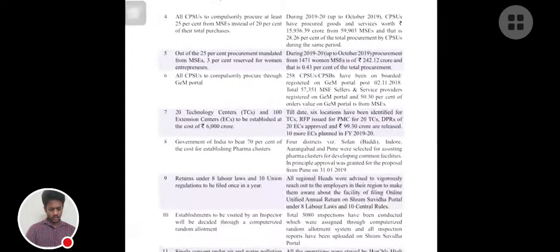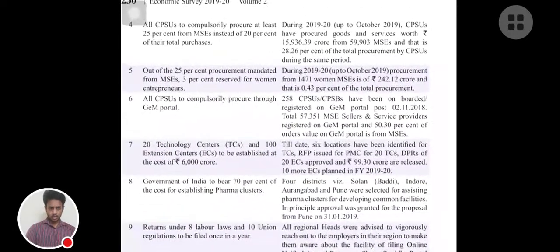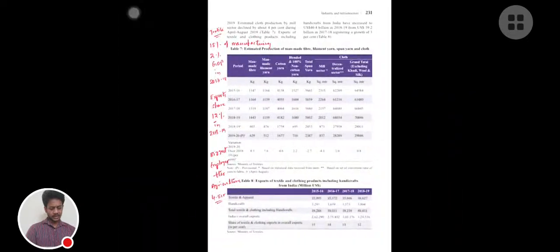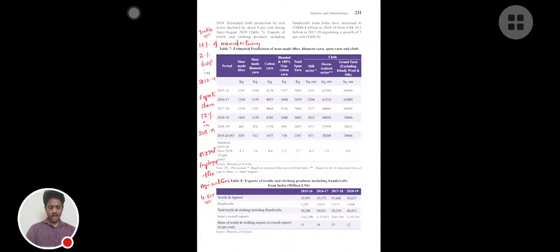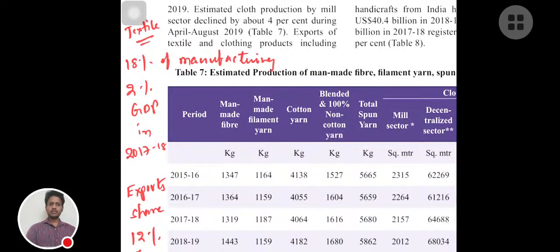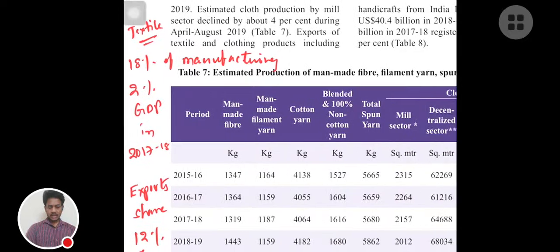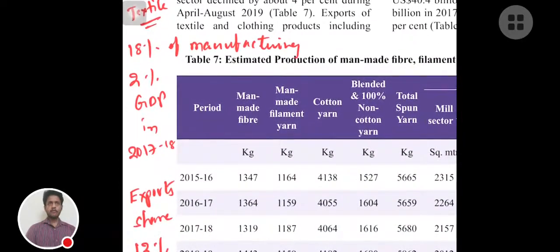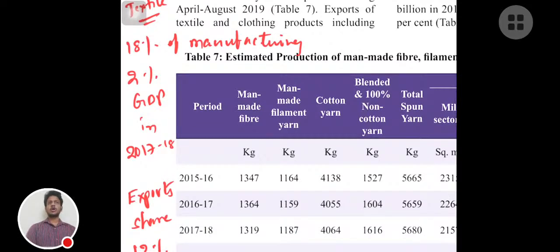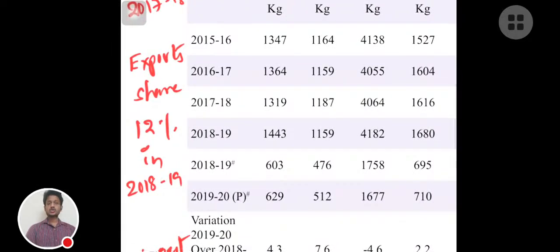These are the things which you will get anyway in your survey or current affairs part. So let us come to the textiles chapter, which is another important chapter. I have written all the important information, so you need not worry. Textiles contribute around 18% of manufacturing in India, and also 2% of GDP in 2017-18. Apart from this, the share of textiles in exports is 12% in 2018-19, and it has registered a little good growth of 3% compared to 2017-18.